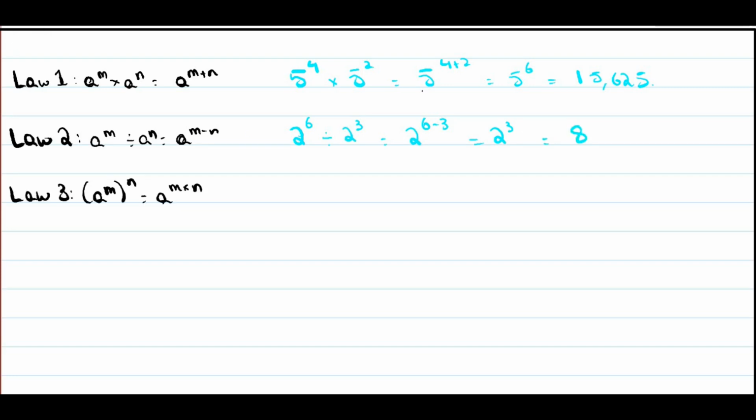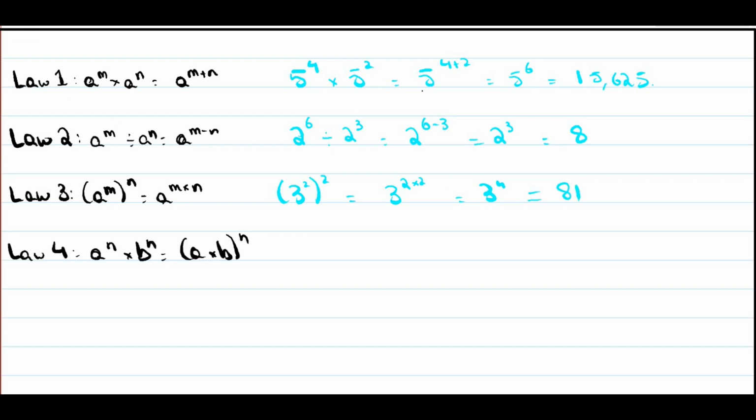Now let's move on to law 3, which is (a^m)^n, which is equal to a^(m×n). Now for example, if you have (3^2)^2, once again this means 3^(2×2), and hence this is equal to 3^4, which is equal to 81.